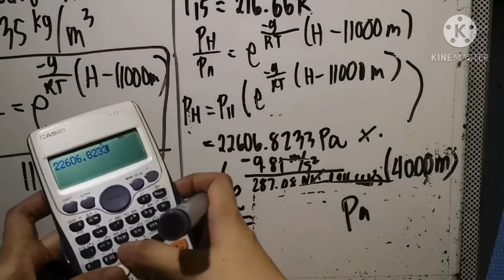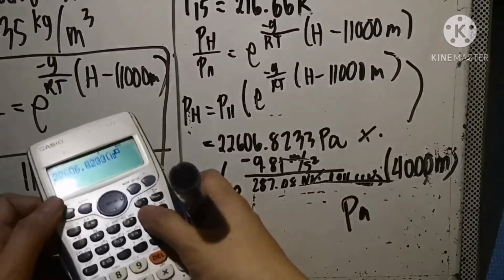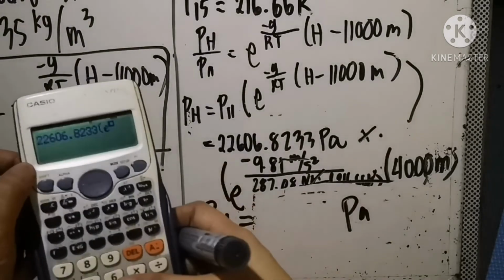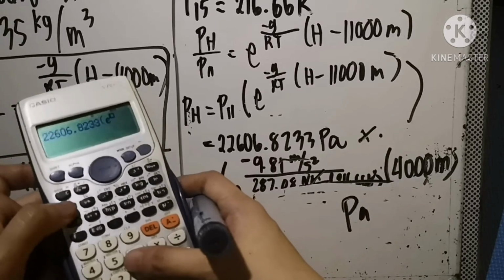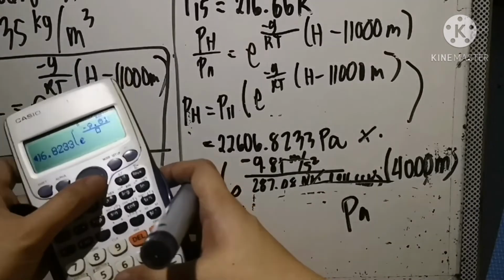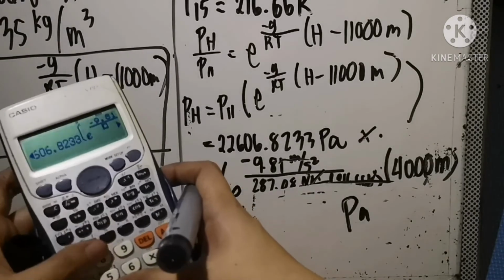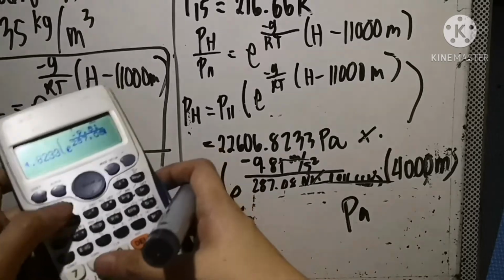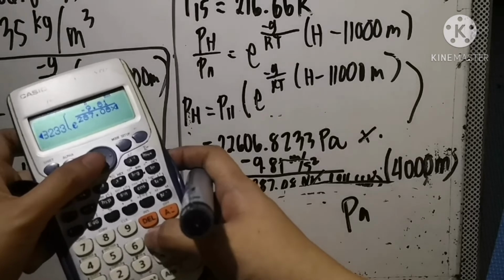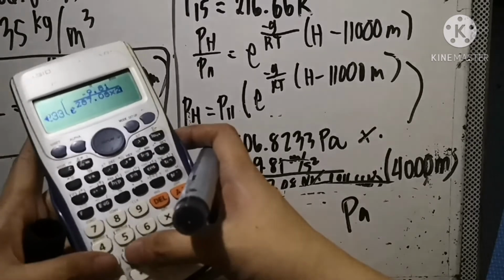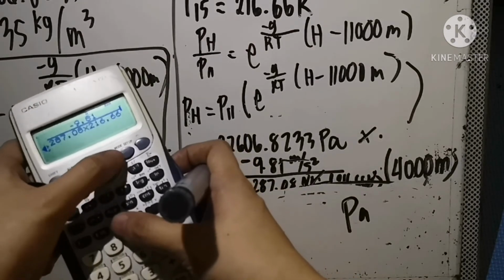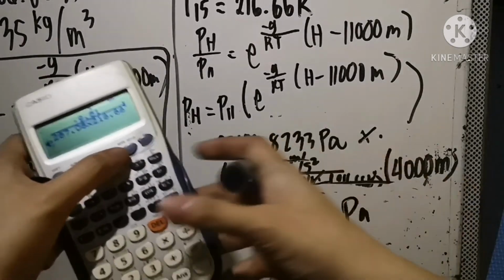22,606.8233 times e raised to the fraction negative 9.81 over R, which is 287.08, times the temperature, 216.66, and then plug in 4,000 meters.